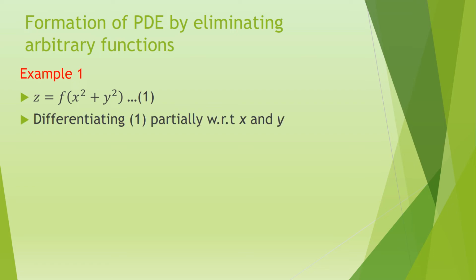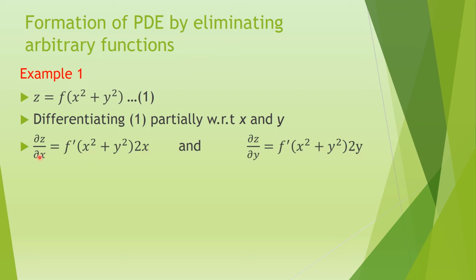So as usual, we have to differentiate this equation 1 partially with respect to x and y. What we get? Dou z by dou x equal to derivative of f, that is f dash of x square plus y square into the derivative of x square plus y square, which is 2x, because we are differentiating partially with respect to x, so the other variable we treat as constant. So dou z by dou x is f dash of x square plus y square into 2x. Similarly, dou z by dou y is equal to f dash of x square plus y square into 2y.